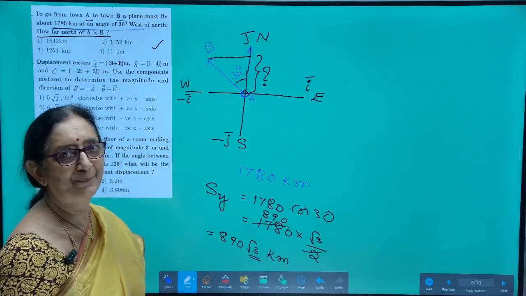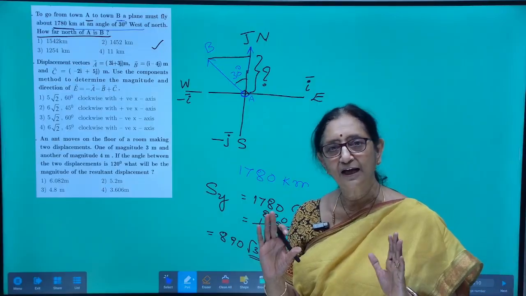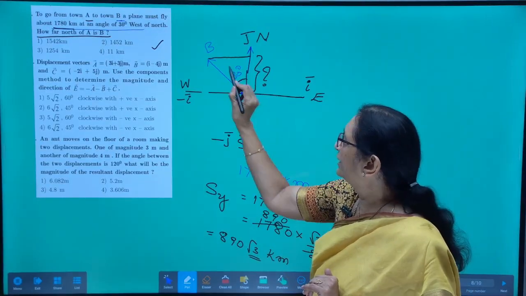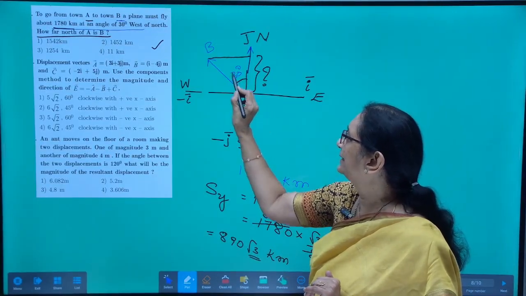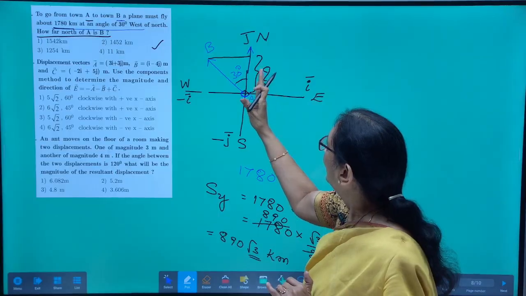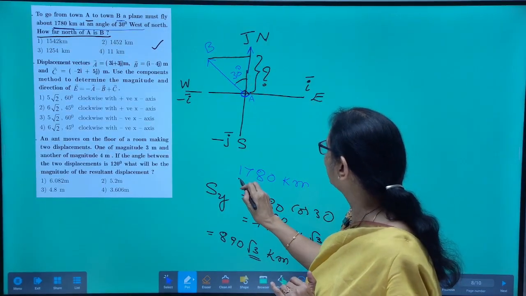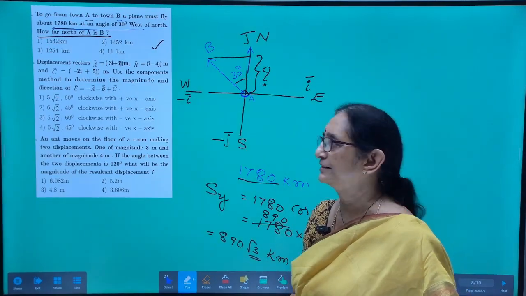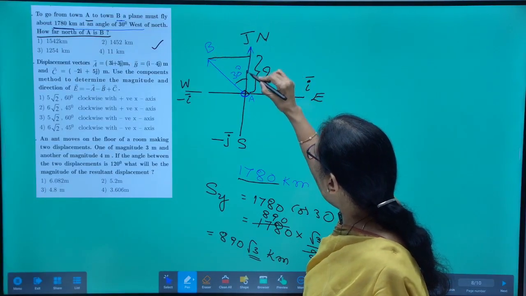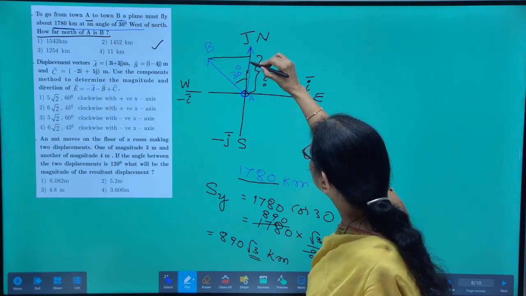So I am repeating the problem. At the end I will ask a different question. Look here, there are two towns A and B. To reach from the point A to B, the aeroplane has to fly at 30 degrees west of north, a distance of 1780 kilometers. So how far north is the town B with respect to A? That means you are asked to find out this component.